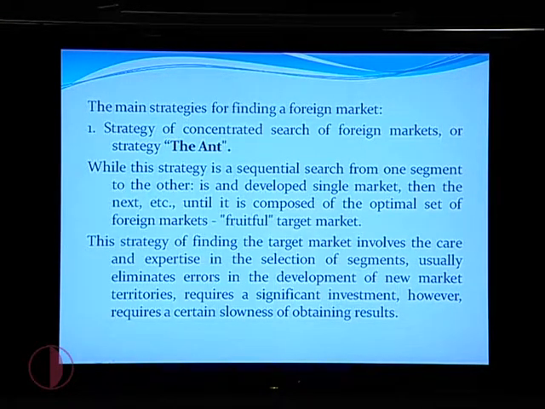This strategy of finding the target market involves care and expertise in the selection of segments, and usually eliminates errors in the development of new market territories. It requires a significant investment, however, and a certain slowness in obtaining results, like an ant. The strategy of dispersed search of foreign markets, or the strategy of the dragonfly.